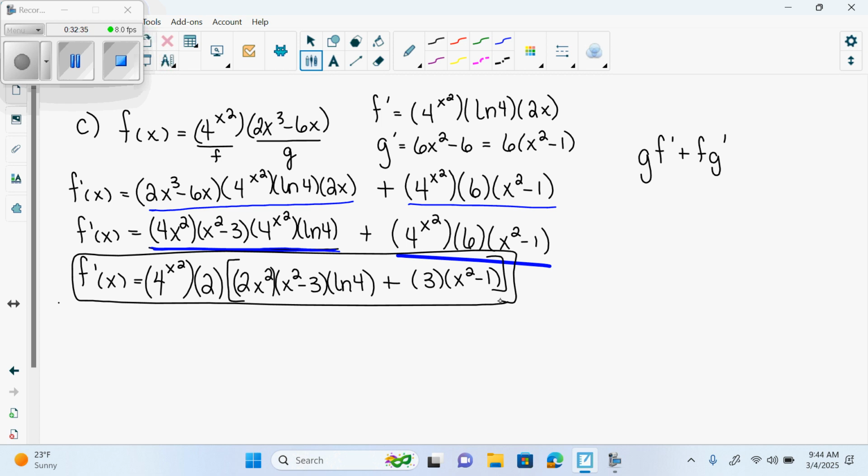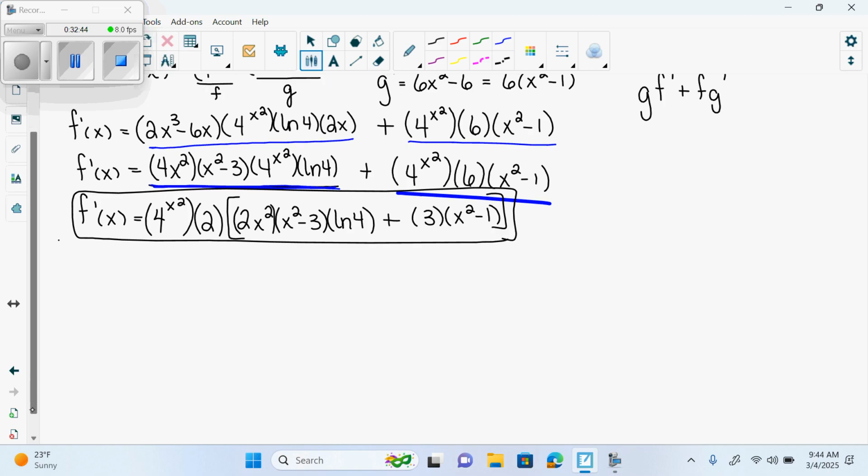I'm going to have you guys try one like this, and then we're going to do one where the chain rule is actually like a binomial cubed or something like that, instead of a numerical based variable exponent. So you guys are going to try this one.